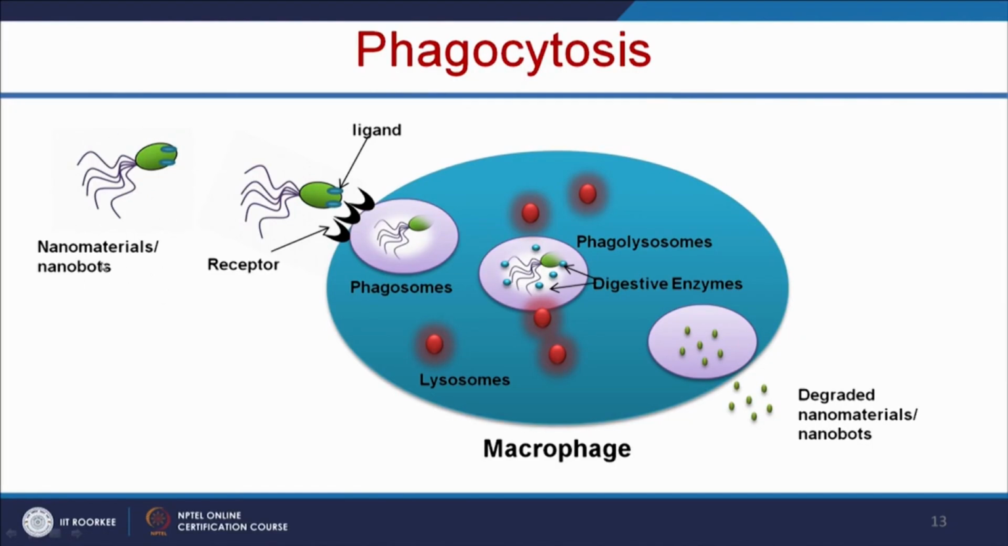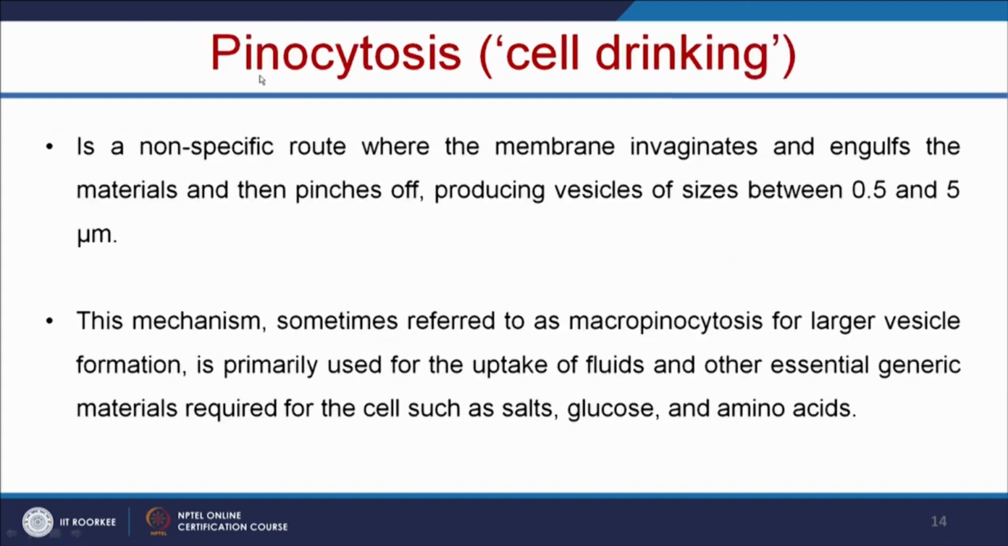See here, this is your nanoparticle, and it has this opsonin, that is your ligand. When it binds to the macrophage cell which has the receptor, it forms a vesicle called the phagosome, and this phagosome will fuse with the lysosome. Inside the lysosome you have a lot of digestive enzymes, and this will degrade these nanomaterials, then release the degraded nanomaterials. So if your nanoparticle is carrying a therapeutic molecule like an anti-cancer drug or anything, and it is taken up by these macrophage cells by the phagocytosis process, then it will degrade the nanoparticles and cannot induce the desired therapeutic effect.